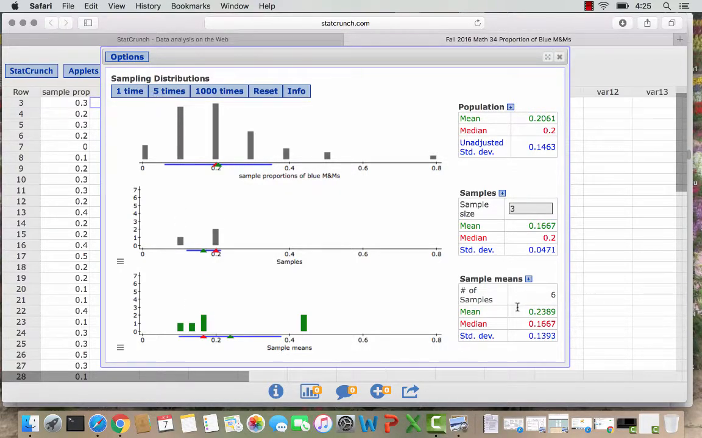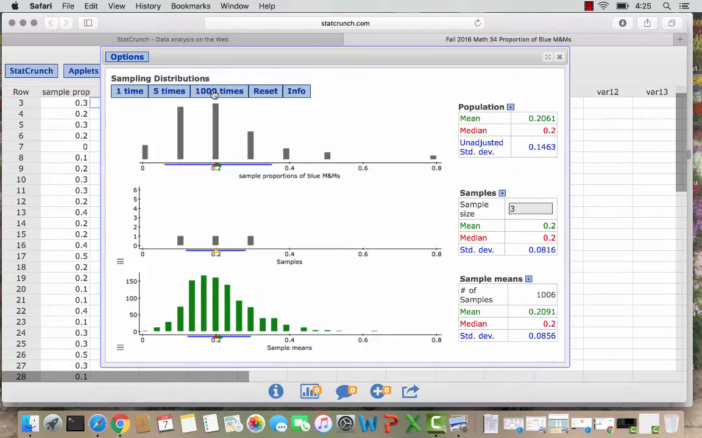And we see our mean and our median are a little bit higher than before. So let's do it 1,000 times now. And we see our mean, it's still a little bit higher, but it's closer to our previous results, 0.2091. Let's do it 1,000 more times.